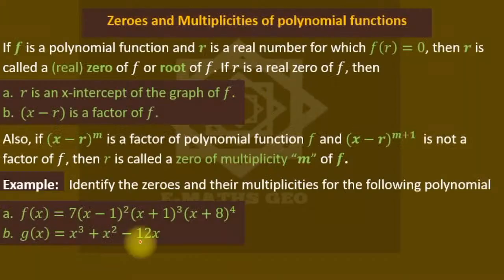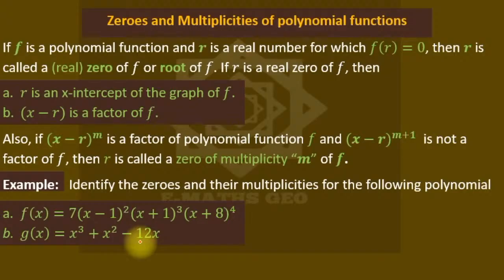Zeros and multiplicities of polynomial functions. If f is a polynomial function and r is a real number for which f of r is 0, that is, if you substitute r into f and you get 0, then r is called a real zero of f, or a root of f. If you don't call it real zeros, we'll call it roots.